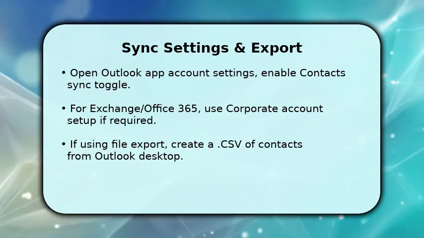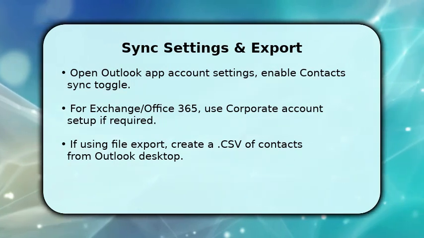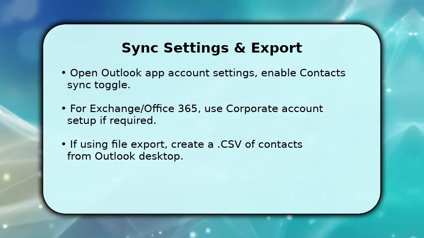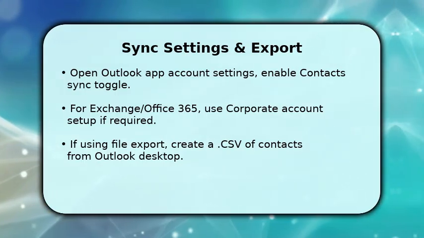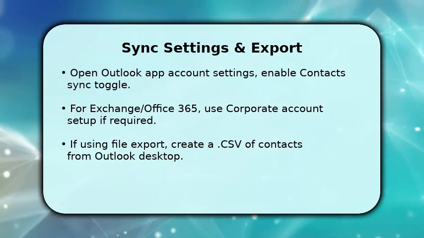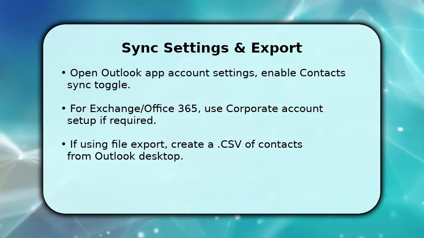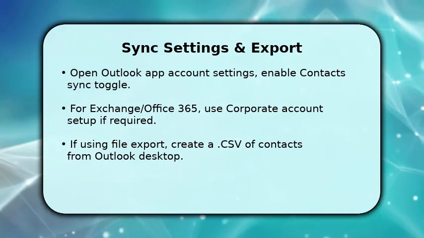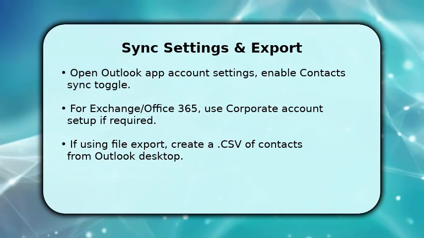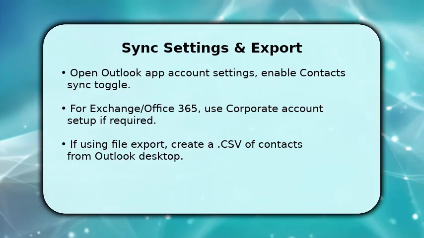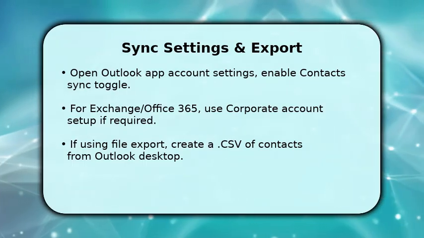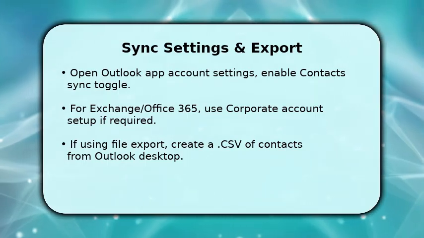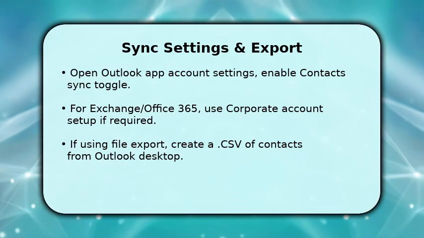Next, go into the Outlook app's account settings and switch on Contact Sync. This tells the app to share contacts with your Android contacts provider. If your account is Exchange or Office 365, choose the corporate or work account type and enter server details. That ensures two-way sync. Alternatively, when Push Sync isn't available, export contacts from Outlook on desktop as a CSV, then import that file into Google Contacts. Once in Google, they'll sync automatically to your Android device.